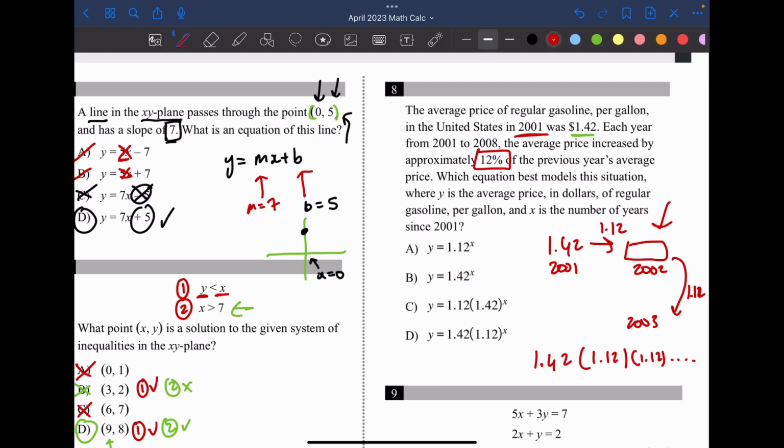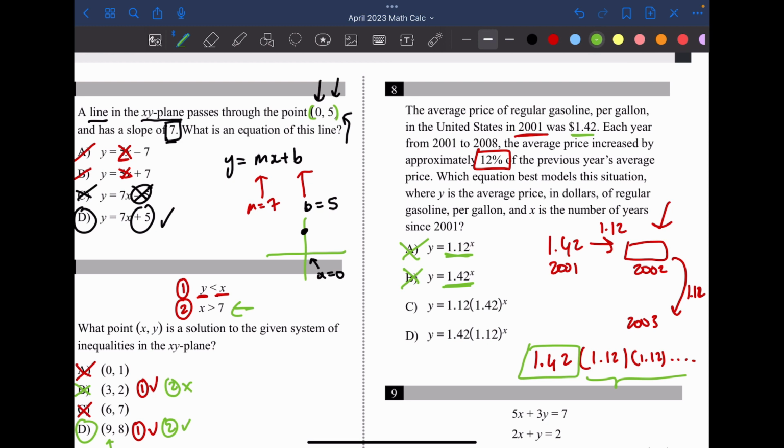So which of these equations looks like what we got? First, 1.12 to the power of x, that's half the answer because you would have these parts, but you wouldn't have 1.42. So this is wrong. And then B, 1.42 to the power of x, this has to be wrong because we don't see any trace of 1.12, so it's missing that. It's not even half the answer because it's just wrong. So B is wrong. For C, we have 1.12 on the outside, but then we're multiplying 1.42 multiple times.